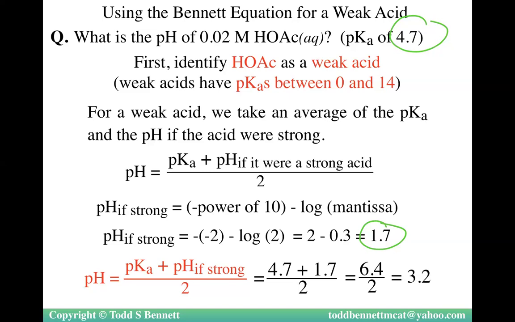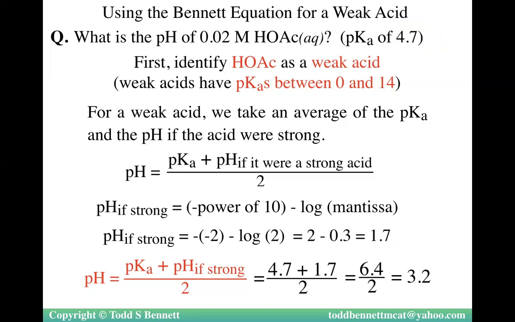Okay, the first time we did it, this takes a little while. I'm okay with that. I'm going to get better. The more I do this, the better I get. But I only need two things solved for the pH: the pK, which is a given unless they give me pKa, and then I can easily convert. And then the pH if strong is just a matter of putting the concentration in scientific notation and taking the negative power of 10, minus the log of the unit number based on what I memorized.